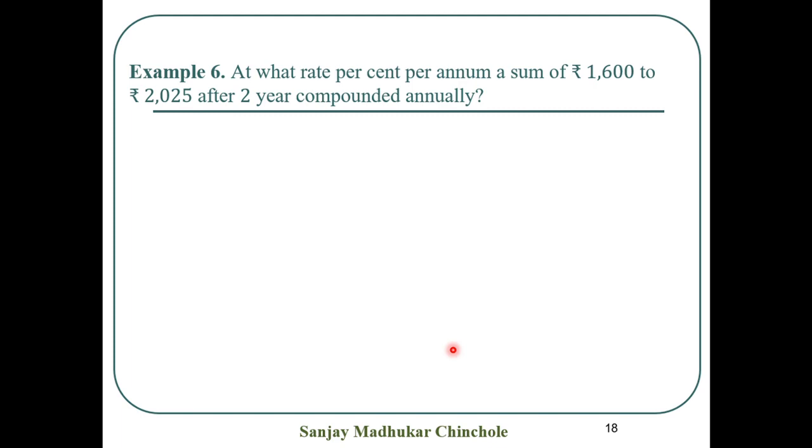Example 6, at what rate per cent per annum will a sum of rupees 1600 become rupees 2025 after 2 years, compounded annually?